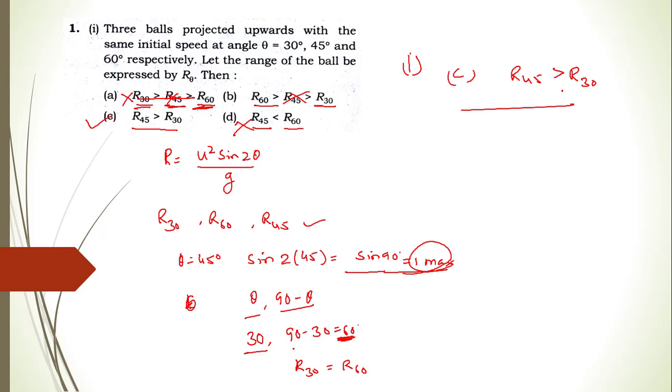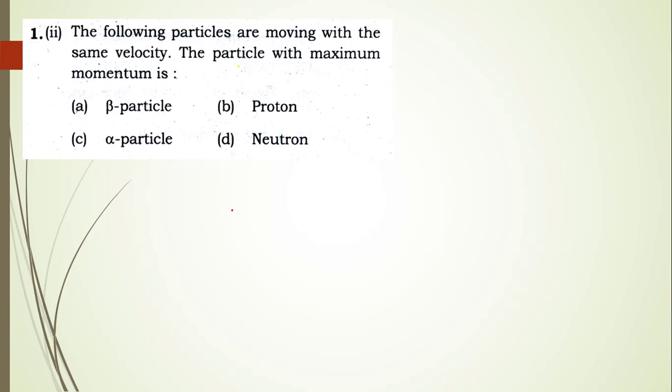Now this was the first question. Now moving towards the second question. The second question says that the following particles are moving with the same velocity. The particle with maximum momentum is... Here it is given that all the particles are moving with the same velocity.